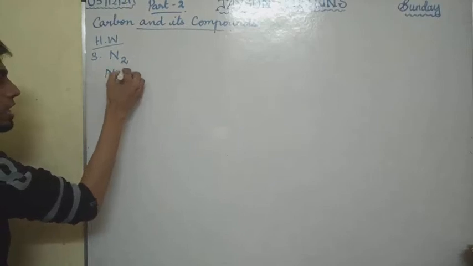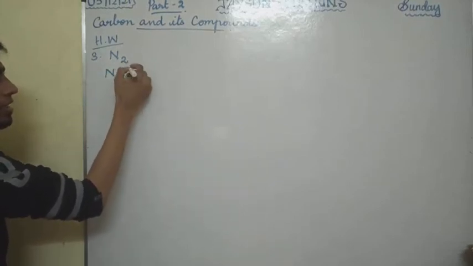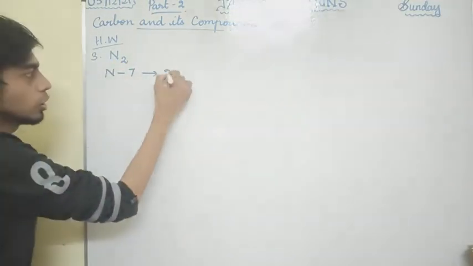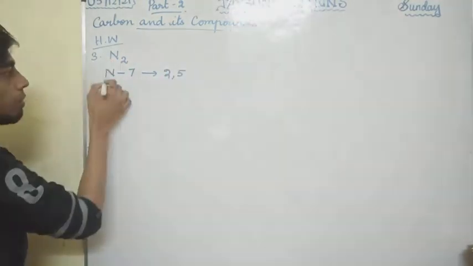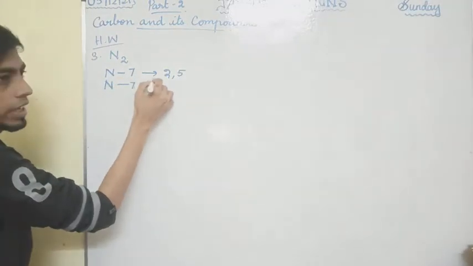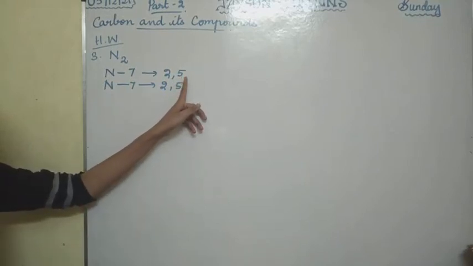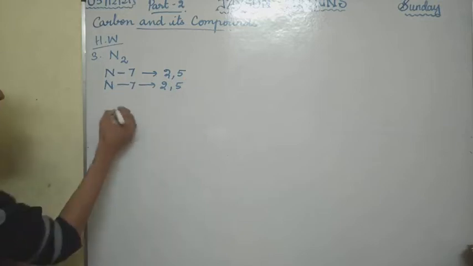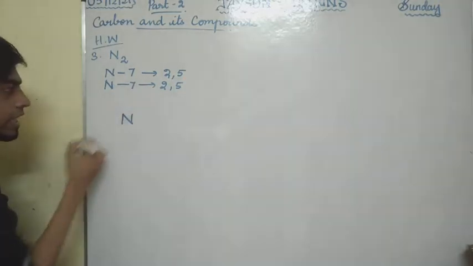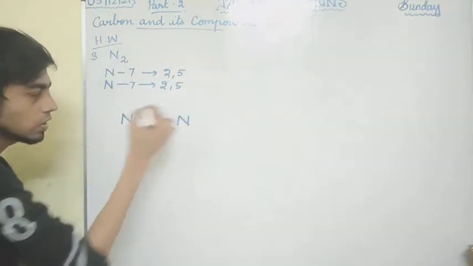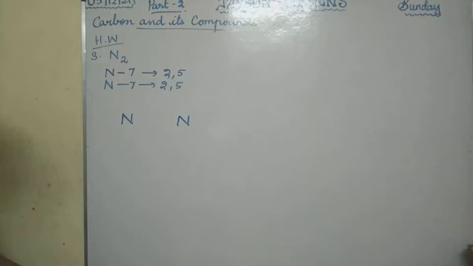So for nitrogen, the atomic number is 7. 7 means it will be arranged as 2, 5. One more nitrogen is there, that also we will write. That is also 2, 5. So 5 electrons are there in the last shell. So we have to keep 5 dots for this nitrogen, and for the other nitrogen also, I have to keep 5 dots.